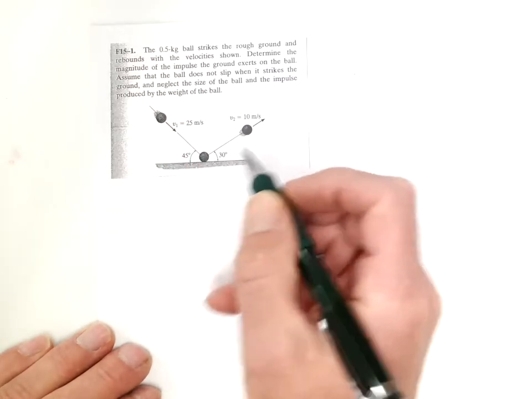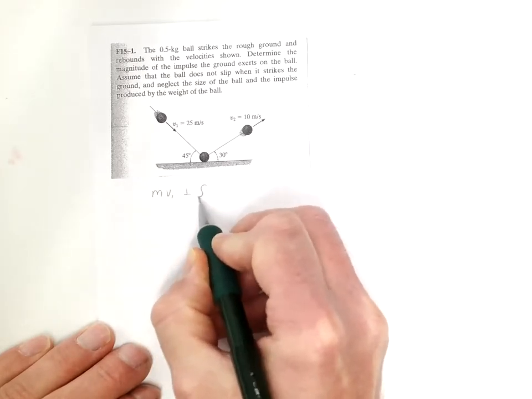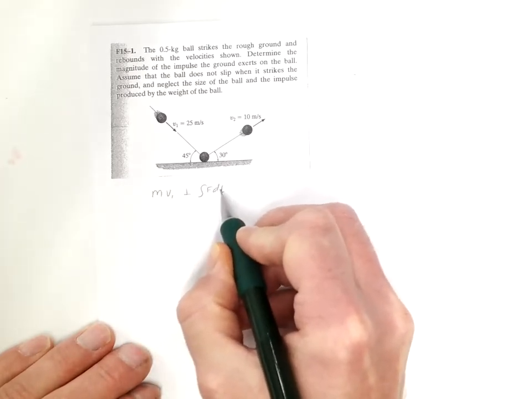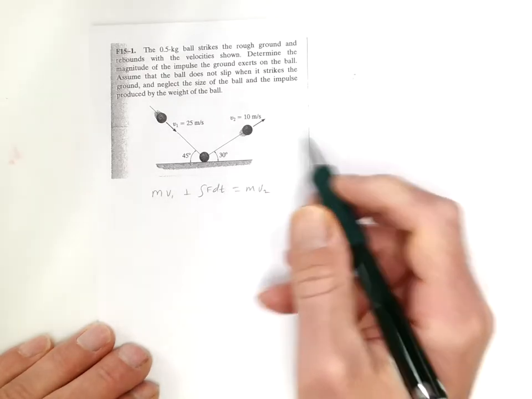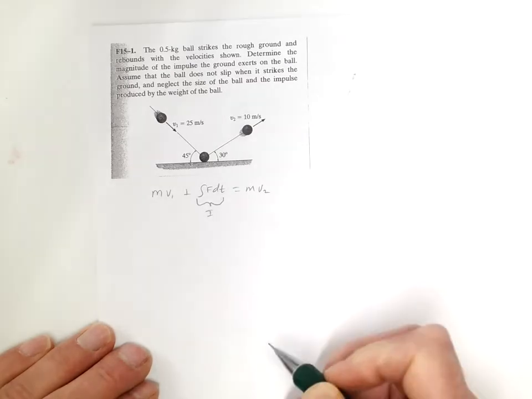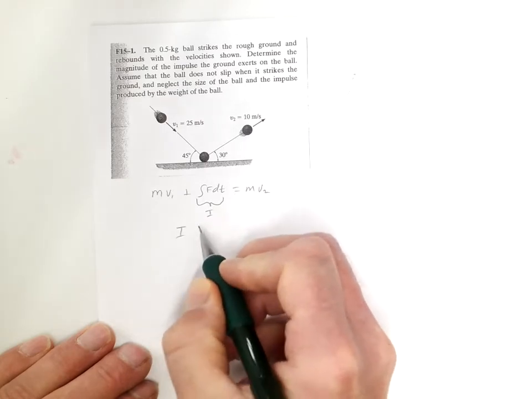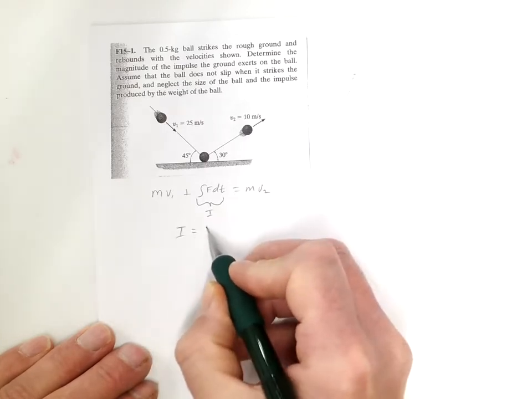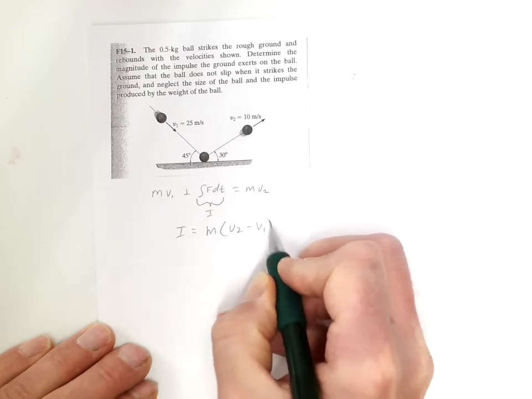So we'll start out with the equation mv1 plus the integral of F dt equals mv2. This is the impulse. So rearranging, the impulse equals m(v2 minus v1).